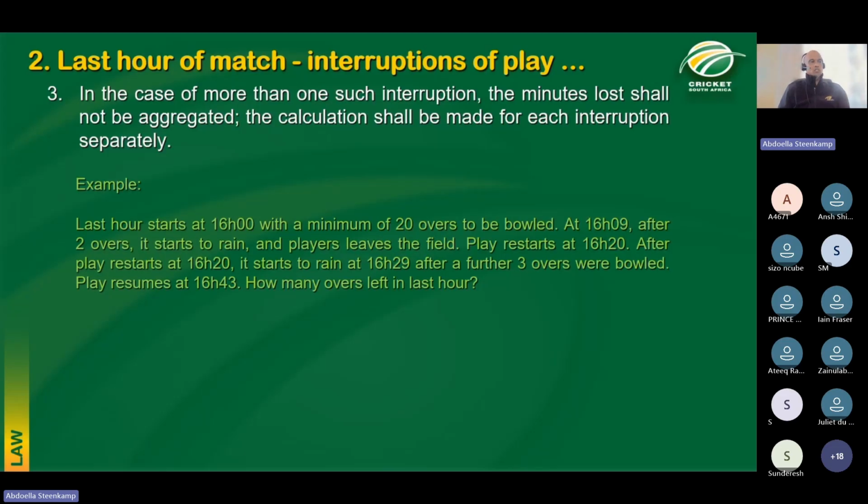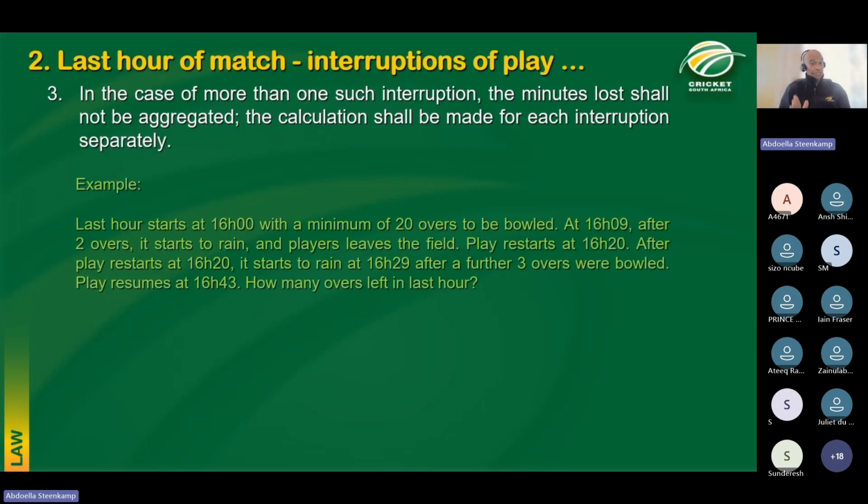So last hour starts at 4 o'clock. And we know we need to bowl a minimum of 20 overs. So at 16:09, after 2 overs were bowled, it starts to rain. Play then restarts at 16:20. It then starts raining again at 16:29 after a further 3 overs were bowled. Play then resumes again at 16:43. How many overs left in the last hour?